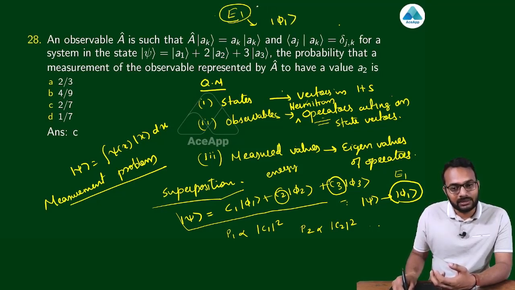Okay, E1 is the energy measured. It also means that the system is in the state phi 1. Okay, phi 1 is a definite energy state.